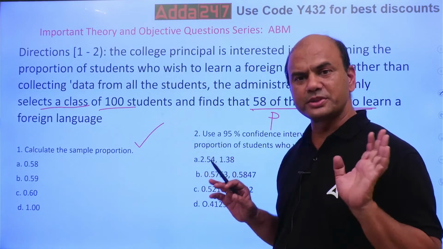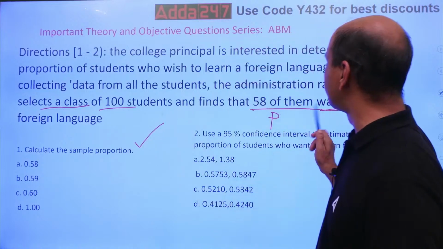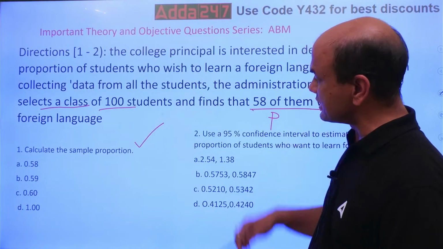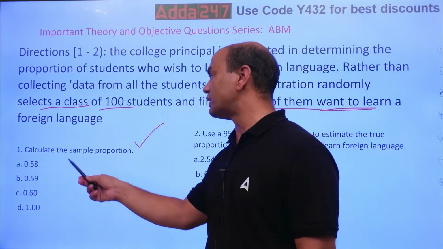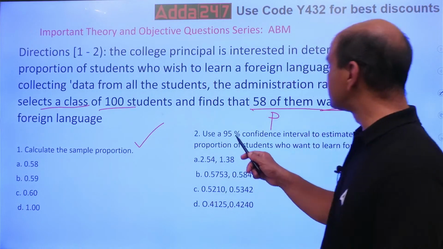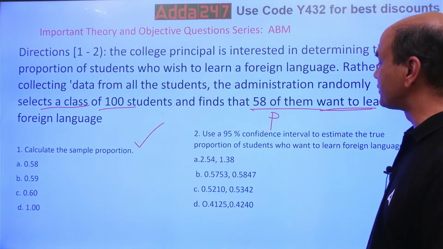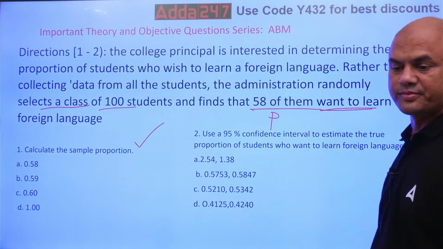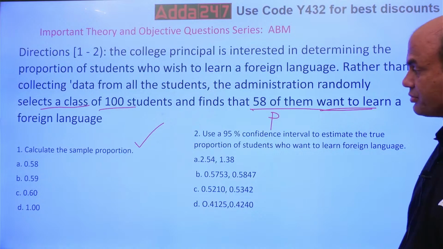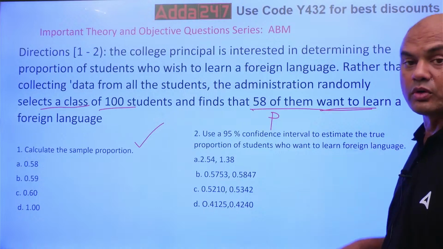There are only two results possible. So, select the class of 100 students and 58 of them want to learn the foreign language. So P is want to learn. Now, look at the questions. The questions are: calculate the sample proportion. And second, use 95% confidence interval to estimate the true proportion of students who want to learn the foreign language.